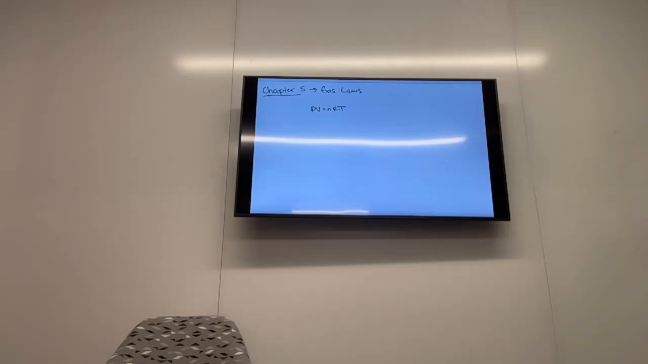Right, PV equals nRT is going to be what? What is this called? Right, this is our ideal gas law. What is our R value here? 0.0821. Awesome. Did I remember the units? It's atmospheres liters over moles Kelvin, right?